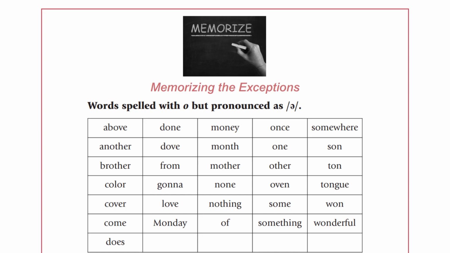Memorizing the exceptions. Words spelled with O but pronounced as ʌ: above, another, brother, color, cover, come, does, done, dove, from, gonna, love, Monday, money, month, mother, none, nothing, of, once, one, other, oven, some, something, somewhere, sun, ton, tongue, one, wonderful.